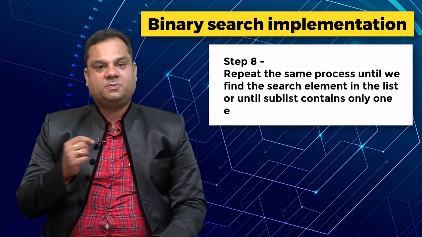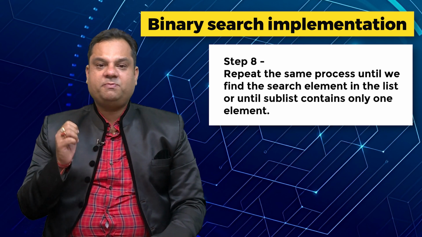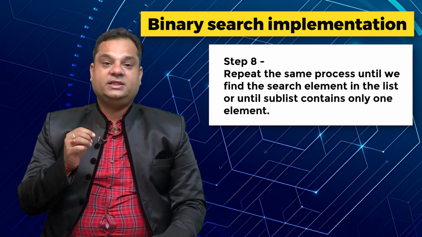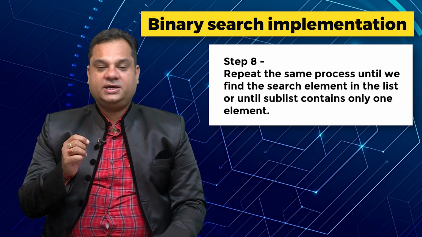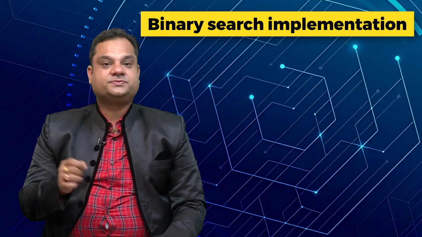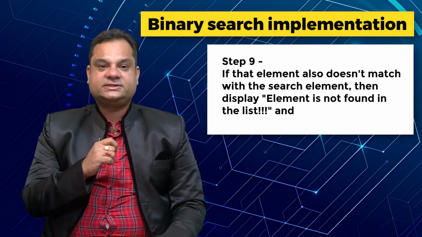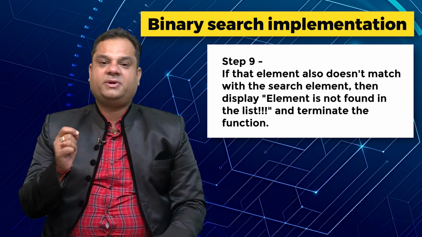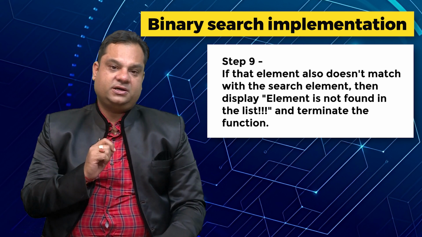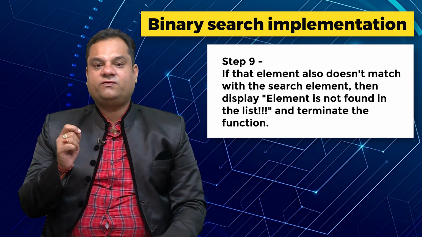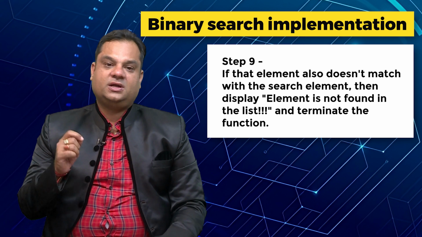Now go to step number 8. Repeat the same process until we find the search element in the list, or until the sublist contains only one element. Now go to the next step. If that element also doesn't match the search element, then display "element is not found in the list", and terminate the function.